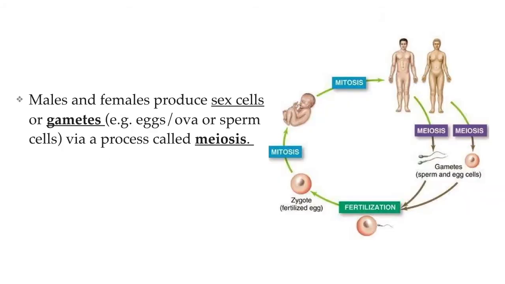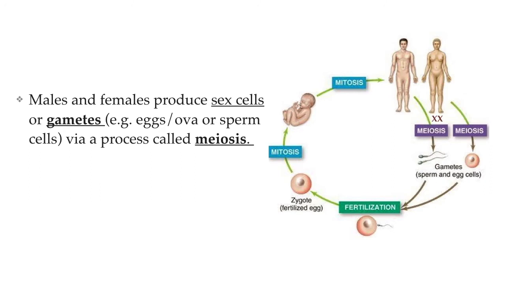Males and females produce sex cells called gametes. That is what we call eggs or sperm. These are produced via a type of cell division called meiosis, which we will learn about in a minute. Mothers will produce eggs in their ovaries using meiosis, and fathers will produce sperm in their testes using meiosis. The eggs and the sperm only have half the number of chromosomes as the parents. For humans, the number is 23. Each egg has 23 chromosomes, one of each type, and each sperm also has 23 chromosomes.